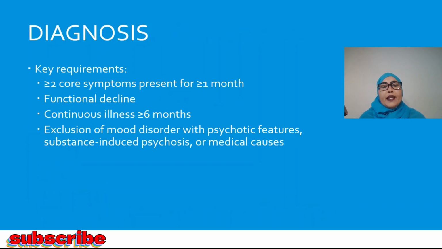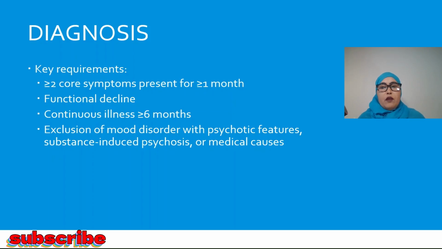Diagnosis. The key diagnosis requires two or more core symptoms present for more than 1 month. What are the core symptoms? The core symptoms are hallucinations, delusions, negative symptoms such as withdrawal, and disorganized thought and speech. Those are the core symptoms, and they have to be present for more than 1 month. The patient also has to have a functional decline and continued illness for 6 months or greater.